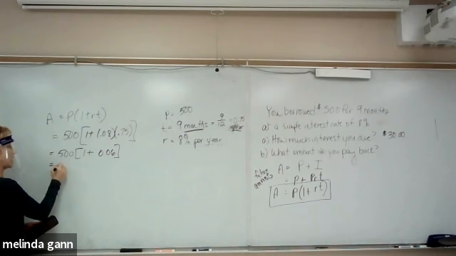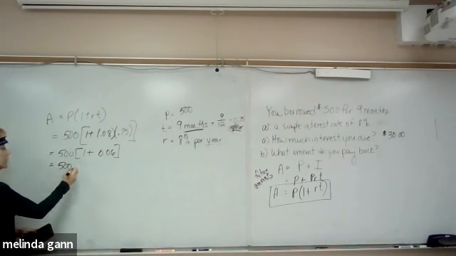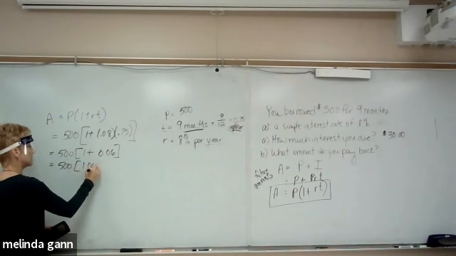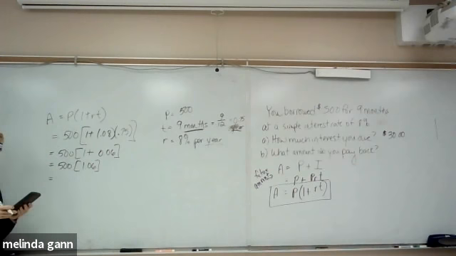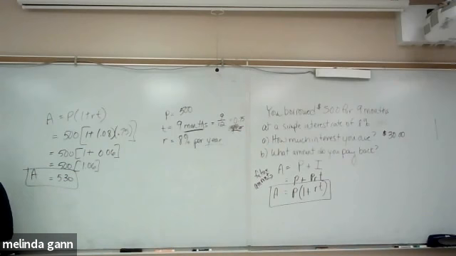All right, then I've still got that bracket to worry about. And 1 plus .06 is 1 and what? 1.06. And now say that times 500. And what do you get? 530. And that's my future amount.